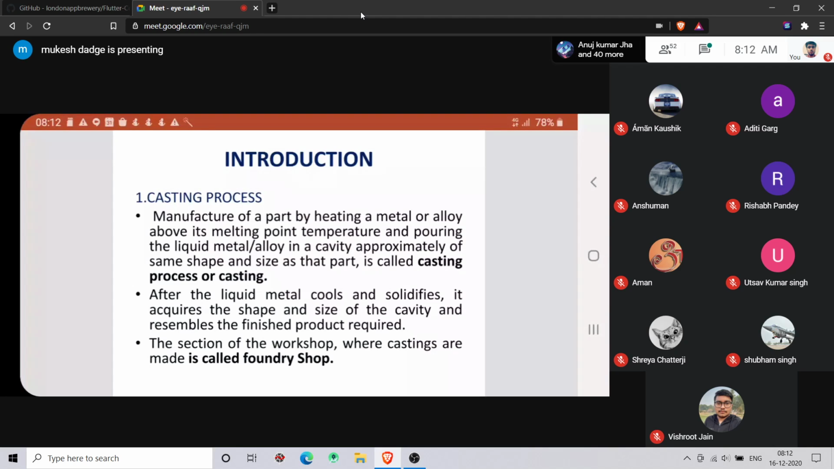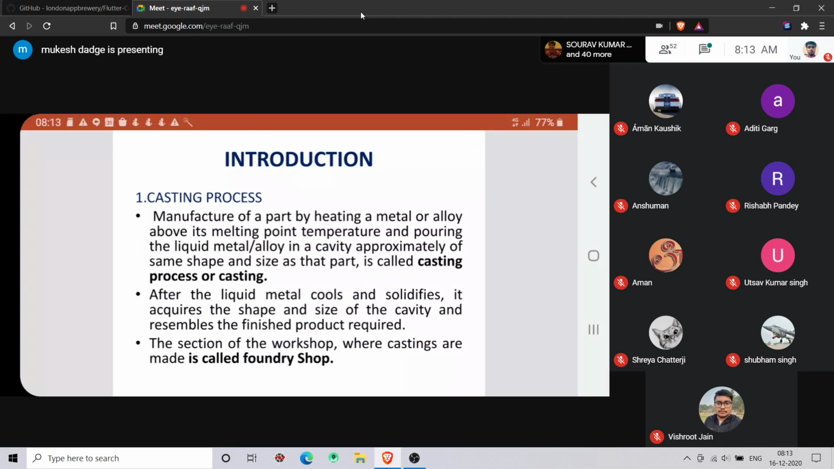After the liquid metal cools and solidifies, it acquires the shape and size of the cavity and resembles the finished product required. You have to allow it to solidify, and you will get the shape of the cavity. The section of the workshop where castings are made is called foundry shop. So foundry shop means you are getting the casting, the product, by casting process.